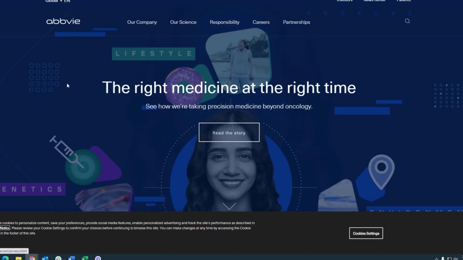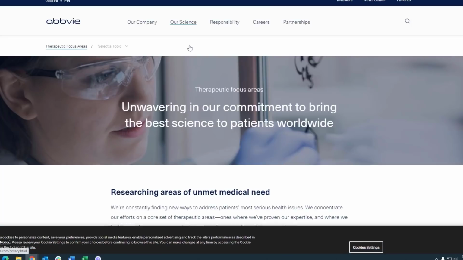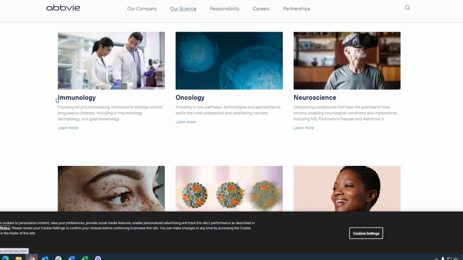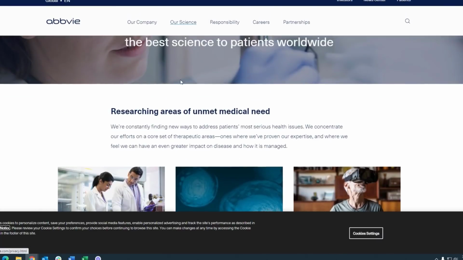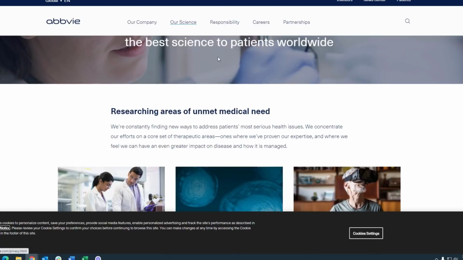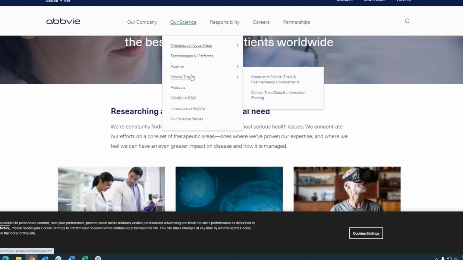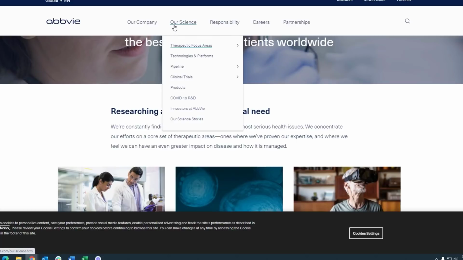In the case of a pharmaceutical like this, a biotechnology stock like this, next I want to look at their science. I want to see what areas of therapy they are most focused on. So I would go through here and I'd discover that it's immunology, oncology, neuroscience, eye care, virology, and aesthetics. These are their main scientific areas that they're looking at. Now, I can go a lot deeper into each of these things, by the way, right on their website. And again, I would spend time doing that, and I'd be kind of casual about this. I'm just trying to get a feel for the business and understand it.